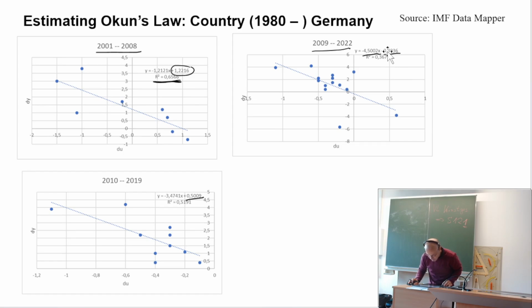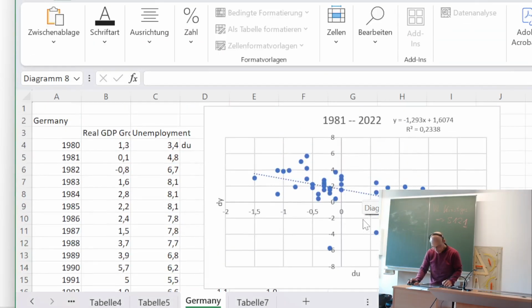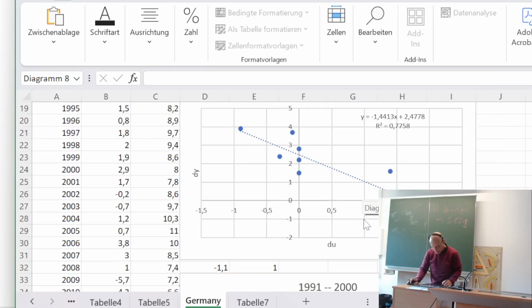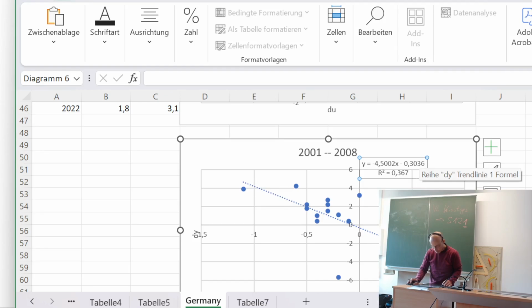Let's see, why do I have here a minus sign? The slope is okay. Plus, plus, didn't this copy in the right way? What happens here? Oh, this is the vertical axis, okay.